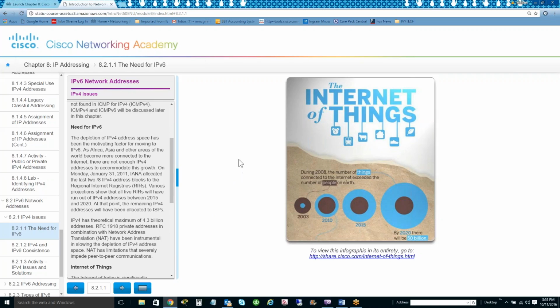Also, when you have end-to-end applications that run through the internet, the fact that IPv4 relies on NAT to translate local area or private IP addresses to public IP addresses is an issue. IPv6 addresses that issue because now you can have public IPs, as many public IPs as you want.